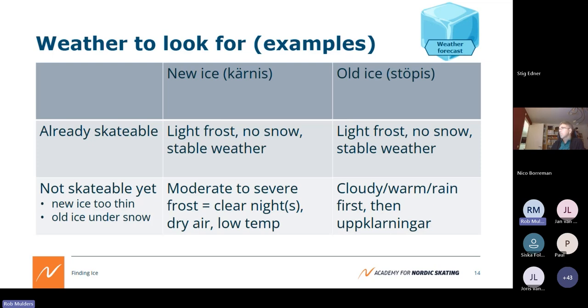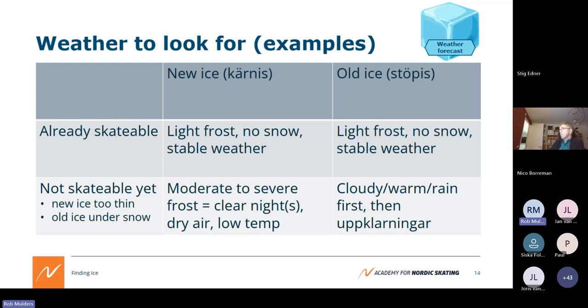You want stable conditions with not too much cold weather. If it's not skatable yet, then you are looking for totally different weather, in fact. Here are 2 examples, but there are many more, of course. For instance, when the new ice is too thin, then you like to have some severe frost. A clear night, dry air, low air temperature, and that will make the Cherenys maybe thick enough tomorrow or the day after. And then you can aim for that.